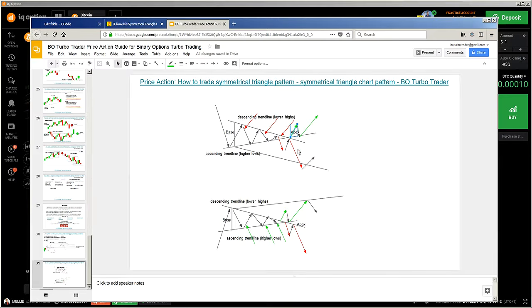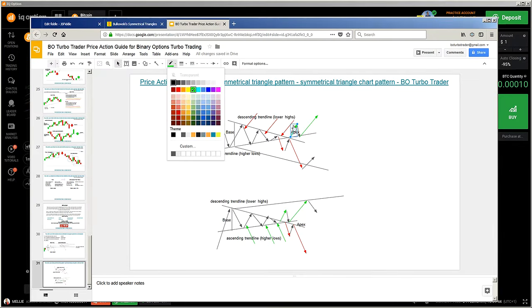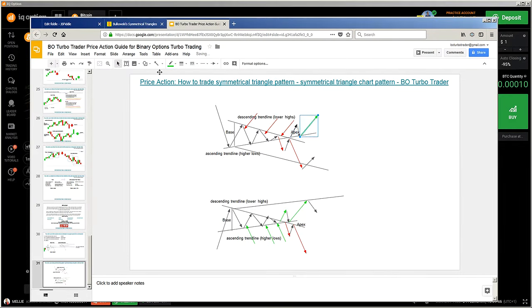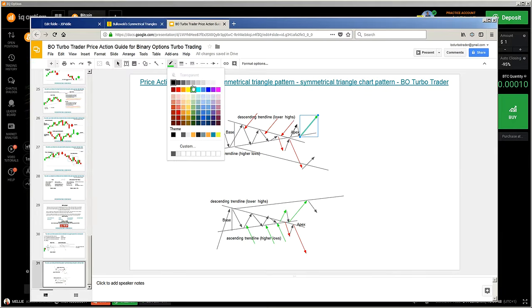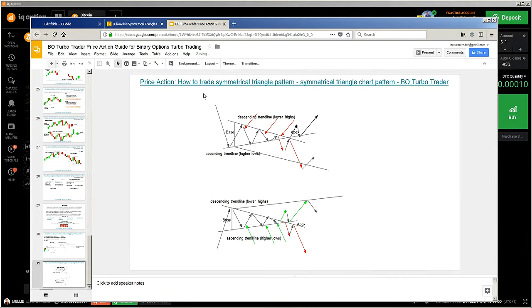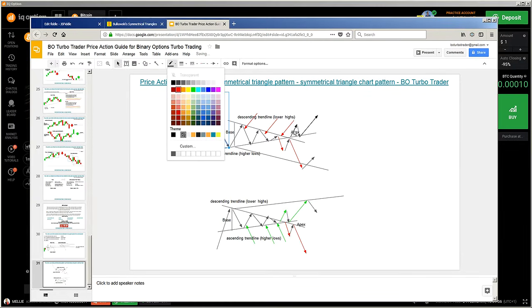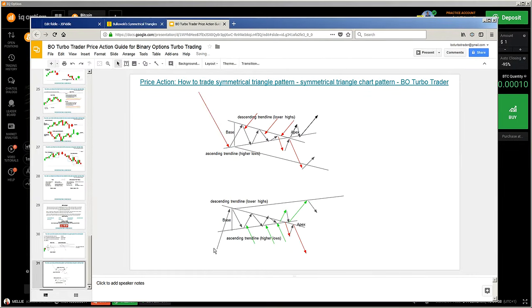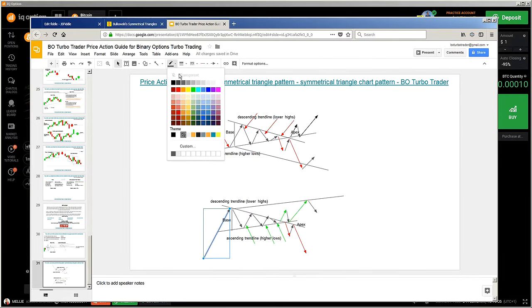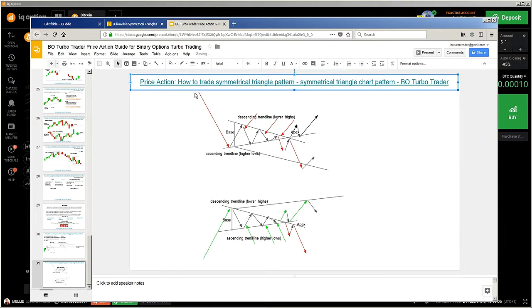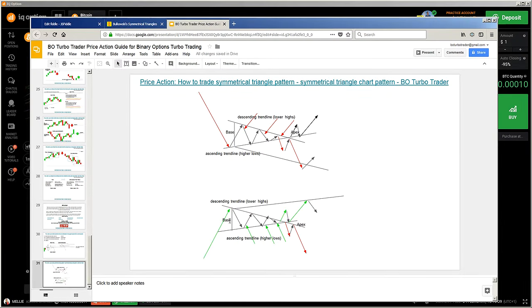So let me draw them in black, so you understand that this could also be in this manner. But if you are coming from below, if you have a downtrend here, you can expect mostly a continuation. This is how this pattern is traded, but because we are doing binary option turbo trading and not Forex, we have to apply those things in another way.